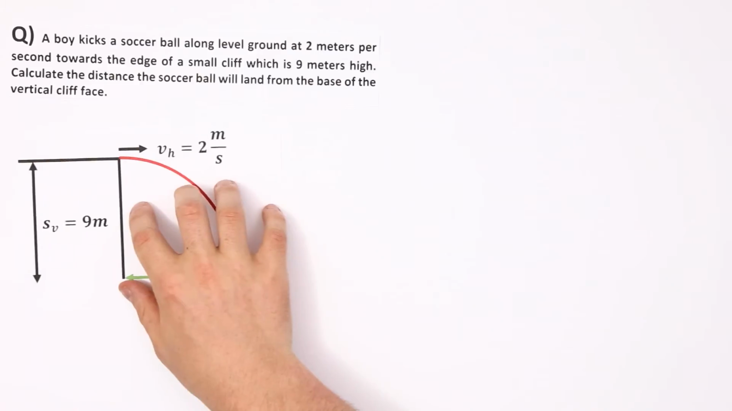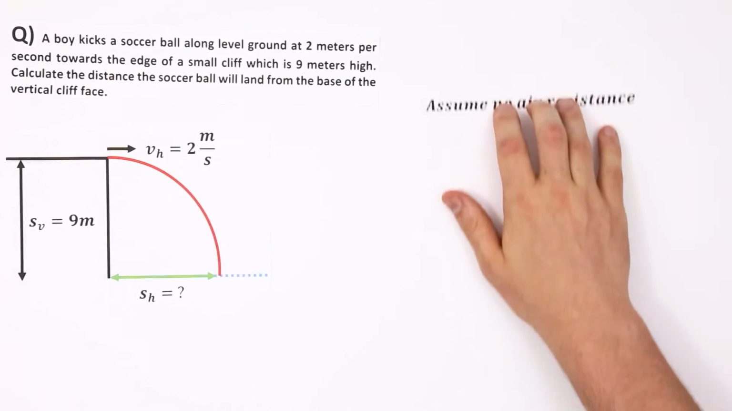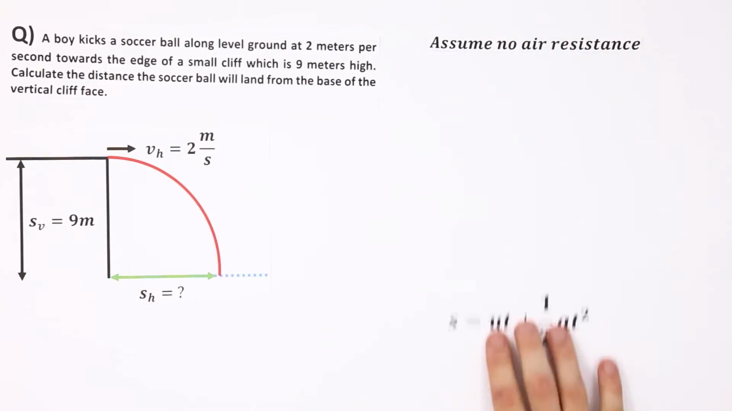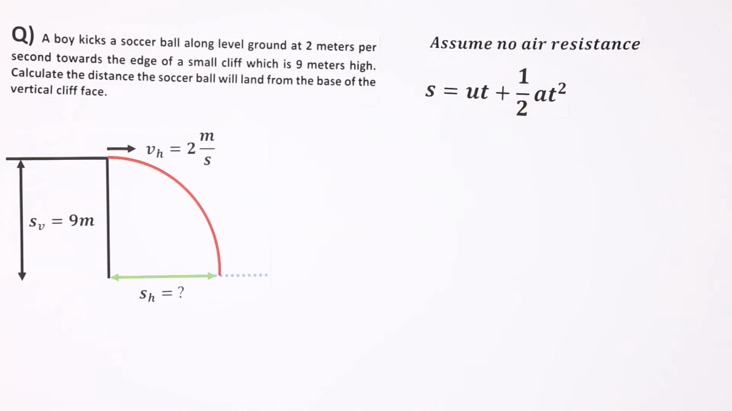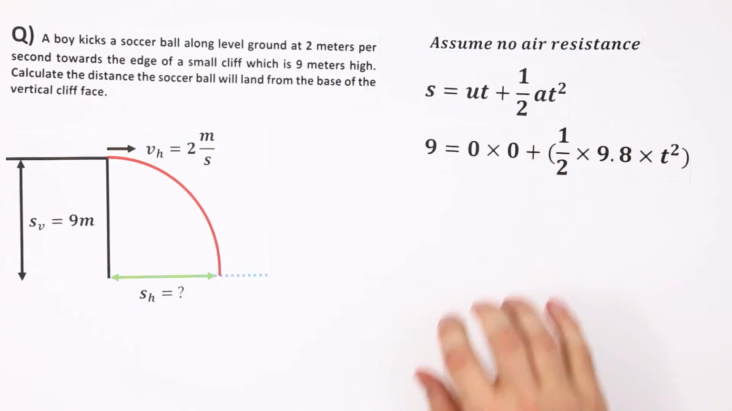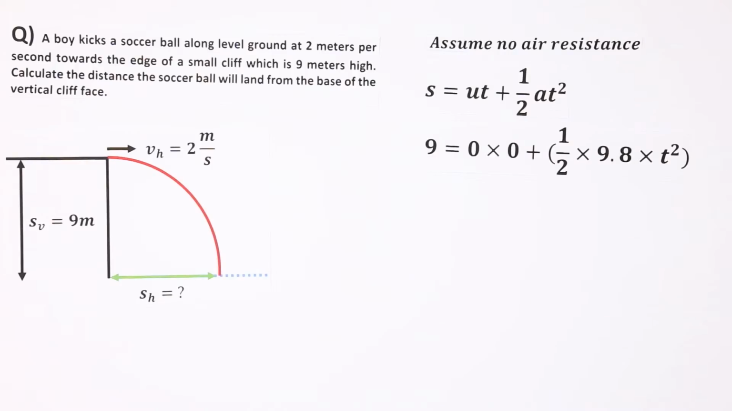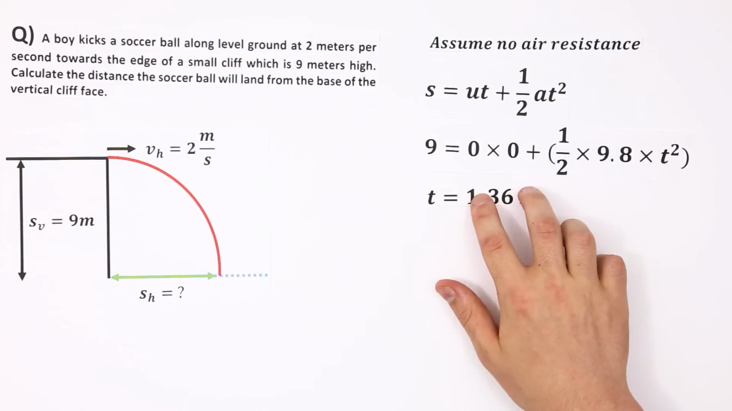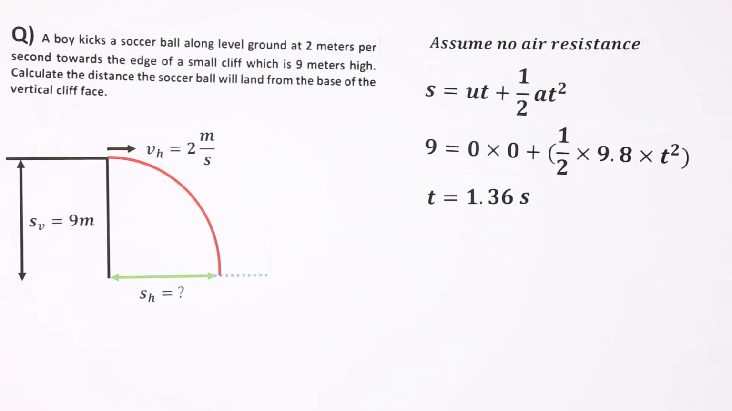To start, we begin by determining the time taken for the ball to hit the ground. We can use s = ut + ½at² from our equation sheet. Sub in our vertical displacement as 9 meters and our acceleration due to gravity as 9.8 meters per second squared. We don't have any initial velocity, so this is going to be 0. We will solve this to find that the time taken to reach the ground is equal to 1.36 seconds.